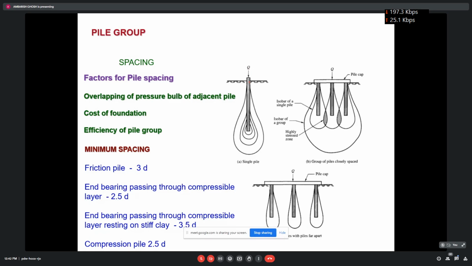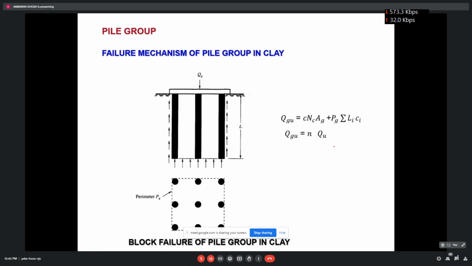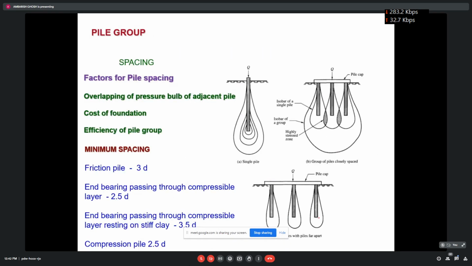Now you can see, whenever one pile is giving the load, these are the pressure bulbs. Can you understand? For a single pile, this type of pressure bulb will form. Whenever you are going to a group, you can see there will be overlap. Now if you increase the spacing, there will be no overlap. So now you can see the spacing is more, then the probability of interference of the pressure bulb is less. But can we make the spacing very high?